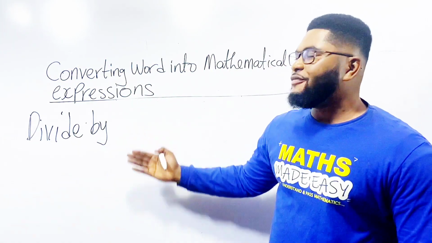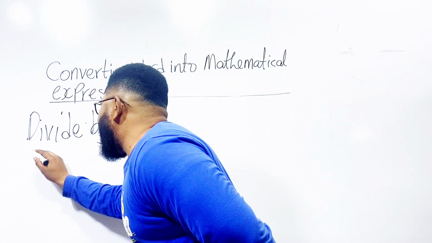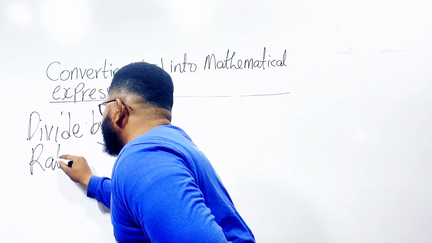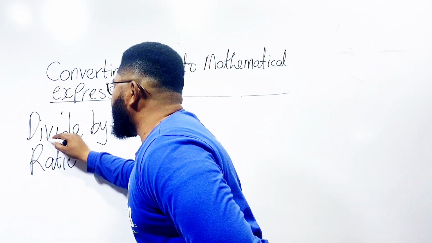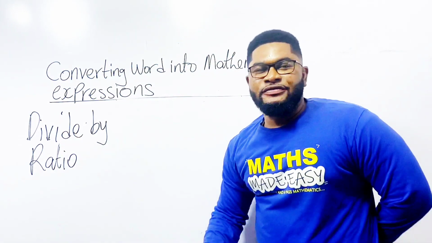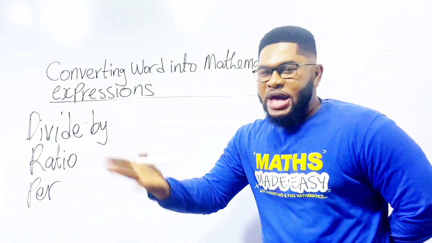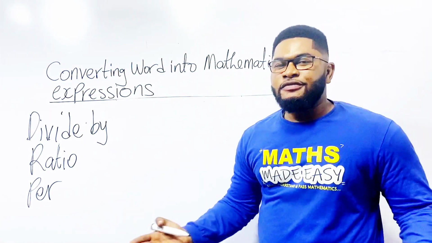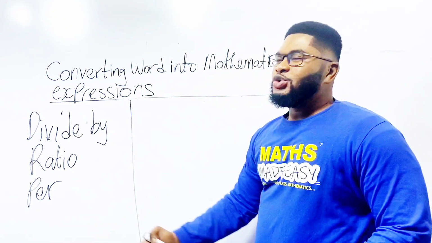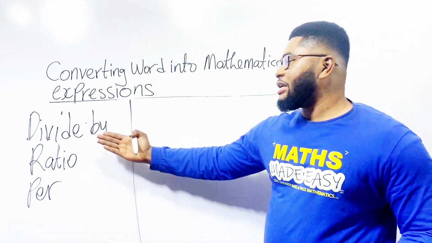It still means division. Then we talk about a word like ratio. Ratio is very popular too, which also means division. The word pair, which is like a symbol, pair. So pair also means division. Now, among these words, we can form example. Let me take divide by.